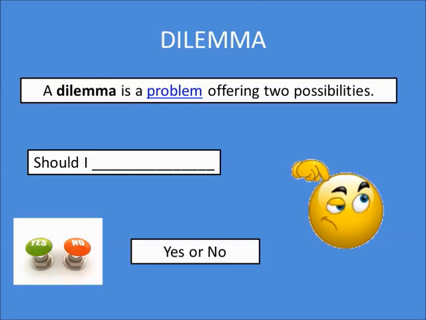The first thing you're deciding upon is the dilemma. A dilemma is a problem that offers two possibilities. So for this assignment, you're going to come up with a dilemma, should I blank? And whatever your dilemma is, it needs to be answered in a yes or no. Should you do blank? Is that a yes or a no? And you're going to come up with that answer.